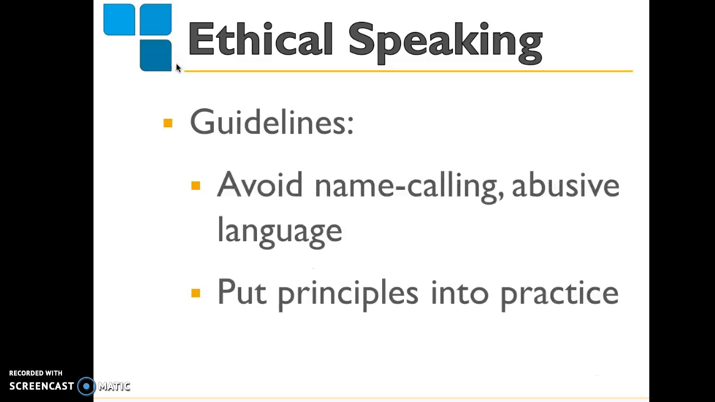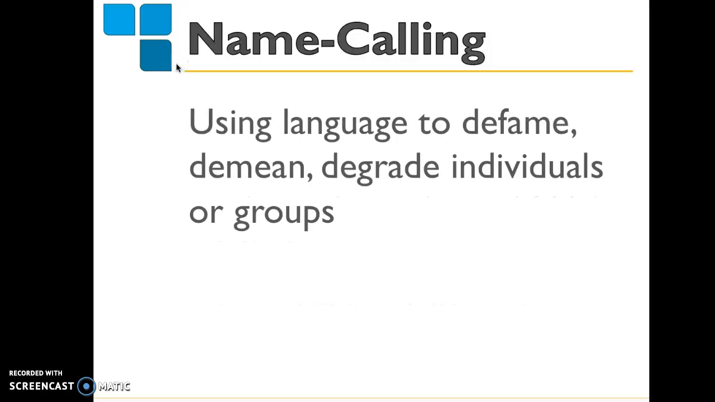I'll talk about this a little more later, but public speakers should also avoid name calling and other forms of abusive language. And when we talk about persuasive speaking, we'll talk about certain fallacies that deal with this. And finally, public speakers should put ethical principles that you're learning in this chapter into practice. So more specifically, when it comes to name calling, this is using language to defame, demean, degrade individuals or groups. These are called ad hominem fallacies. So you want to think about it. You never want to attack the person. You always want to attack the issue.